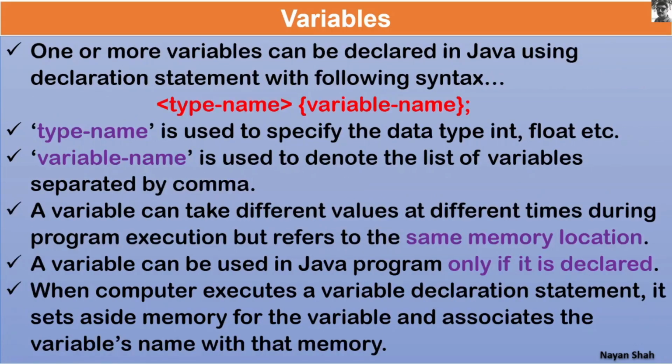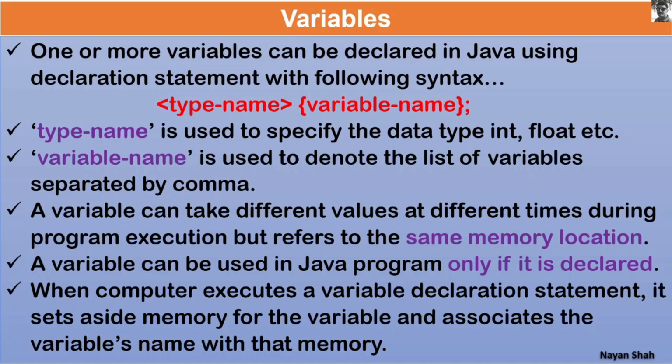One or more variables can be declared in Java using a declaration statement with the following syntax. You write the data type, that is the type name, and then the variable name. The type name is used to specify the data type like integer, float, double, etc. And the variable names denote the list of variables, separated by commas and ending with a semicolon.